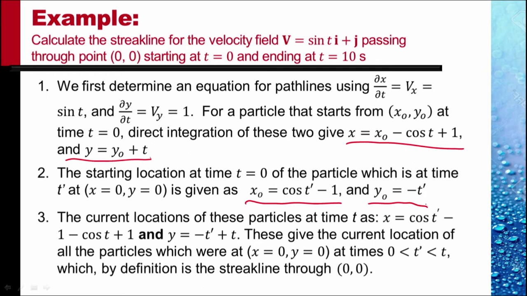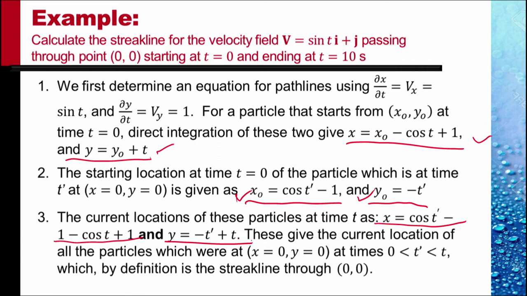The current location of these particles at time t are then found by these equations, where you put these values of x naught and y naught to obtain the current location as x equal to cosine t prime and y equal to minus t prime plus t. These give the current location of all the particles which are at x equal to 0 and y equal to 0 at time between 0 and t, which by definition is a straight line through 0, 0. So we can find the equation of a straight line by eliminating t prime from this.